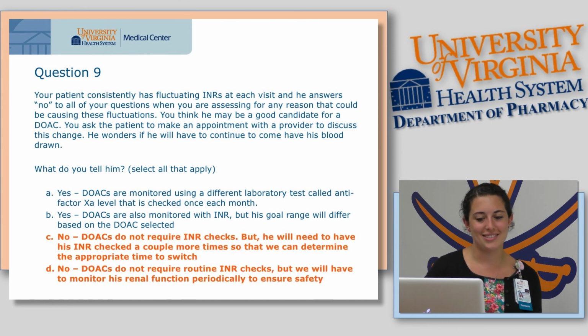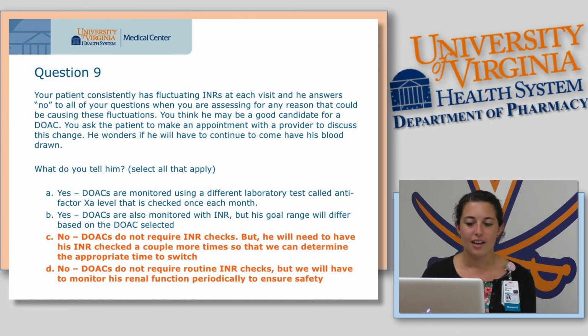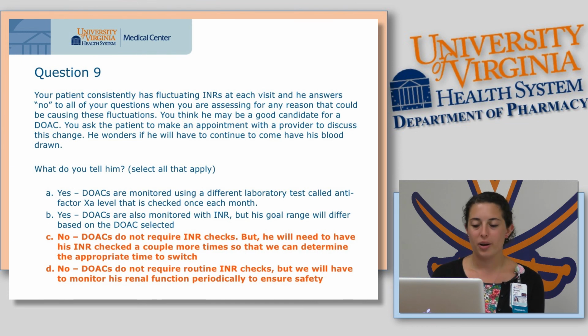And so the answer to this one is C and D. So just for that beginning part of the time, as we talked about, because you have to start each different DOAC at a different INR range, we want to keep checking the INR until they get below that point where it's safe to start, and then just periodically throughout the year making sure their renal function remains stable.